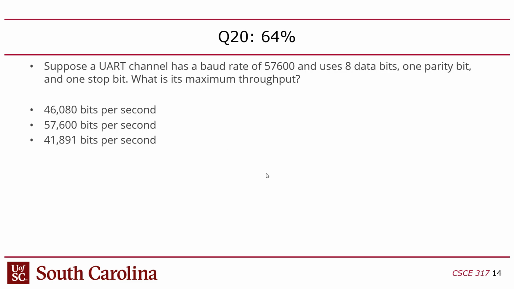Okay, this one was hard, 64%. Suppose a UART channel has a baud rate of 57,600, uses 8 data bits, 1 parity bit, 1 stop bit. So that means we got 8 data bits, but the total bits are 8 plus 1 parity, that's 9, plus 1 stop is 10. But then there's the start, that's 11. So you only get 8 out of 11 bits. So 8 elevenths times 57,600, whatever that turns out to be, right?